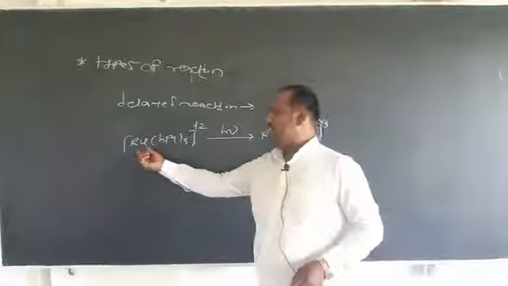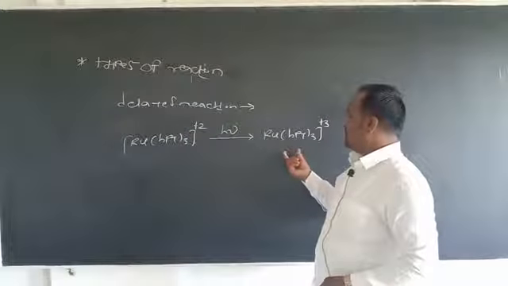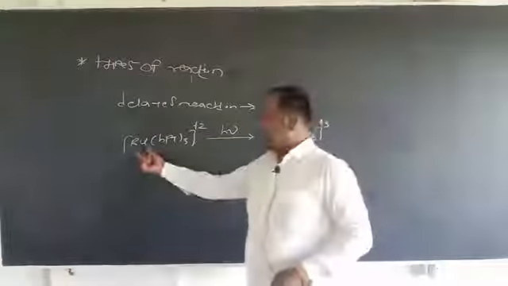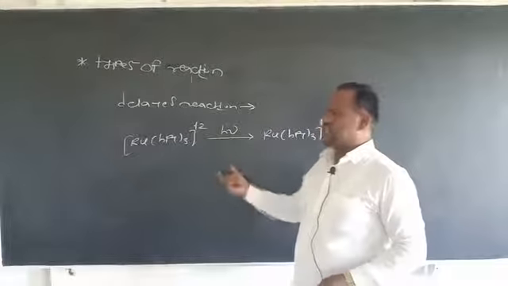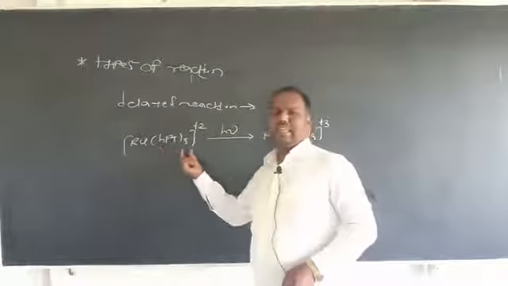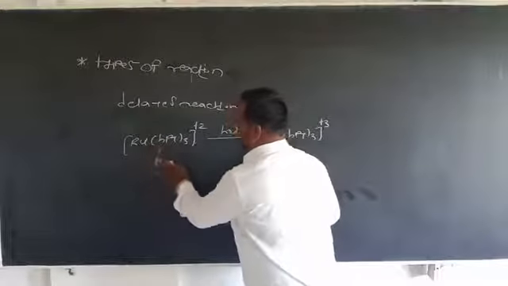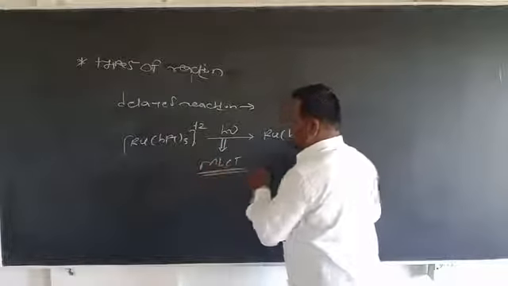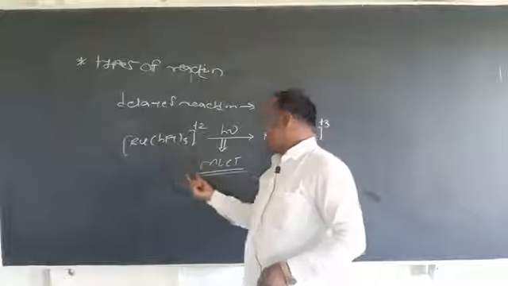In the reactant, ruthenium is in the +2 oxidation state, while in the product it is in the +3 oxidation state. So ruthenium undergoes oxidation. This is a charge transfer transition, that is, transfer of an electron from the metal to the ligand. So this is an MLCT, metal to ligand charge transfer transition, transferring an electron from the metal atom to the ligand.